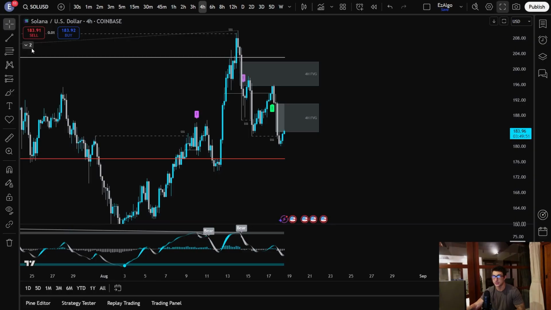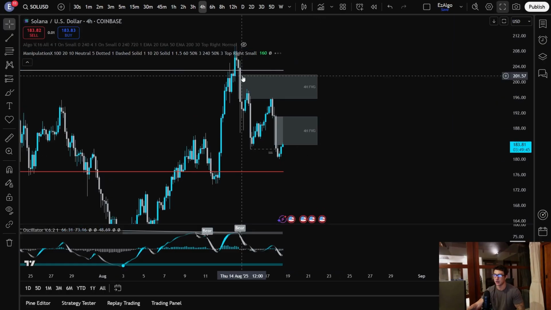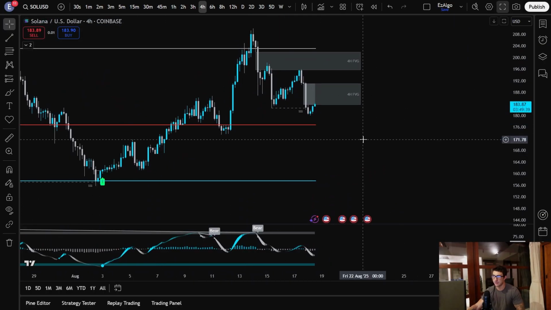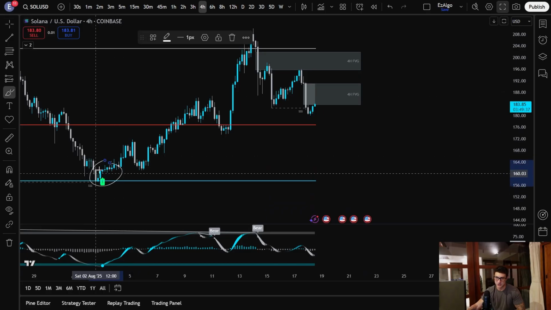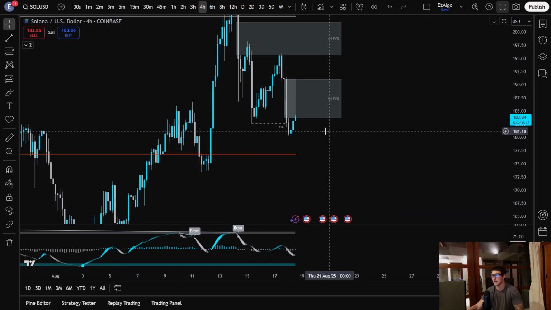This is why the filters can be useful if you just want to take high probability setups and you don't know how to spot these setups for yourself, right? If I turn on the momentum filter and the V-shaped reversal, it literally gets rid of all of the losing trades except for this winning one down here, right? But I can easily distinguish those with my own eyes, so it's no issue.